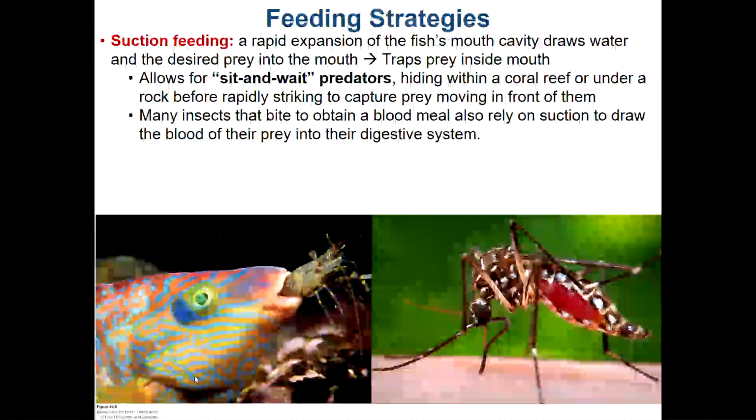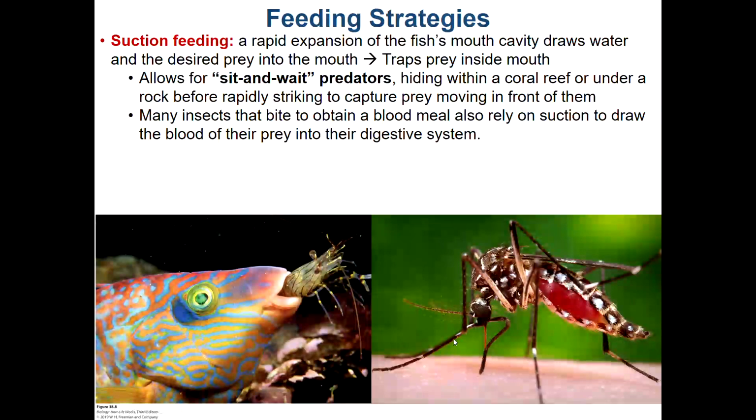Many insects, such as mosquitoes that bite to obtain a blood meal, or other insects that use a straw-like proboscis to get phloem and xylem out of plants, also rely on suction to draw their blood or plant fluids into their digestive system. So if we see in this mosquito, the mosquito has a needle-like mouth part that they use to pierce into their host, and then they suck blood up through their proboscis just like you would suck liquid up a straw. So that's another example of suction feeding.